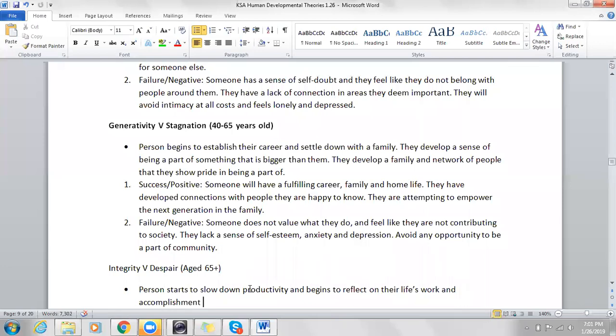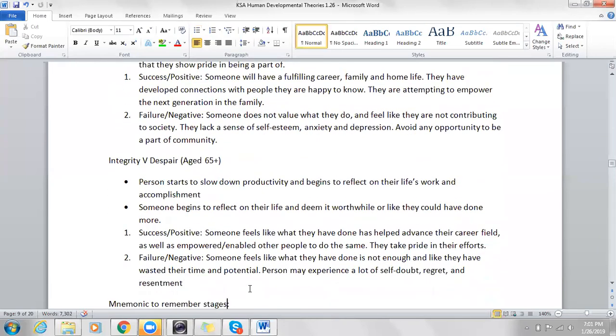So failure here is when someone does not value what they do, and they feel like they're not contributing to society. They lack a sense of self-esteem and confidence, and they have anxiety and depression around their situation, and they avoid any opportunity to be a part of the community because they feel like they're less than and that they don't meet the expectations that they once had.